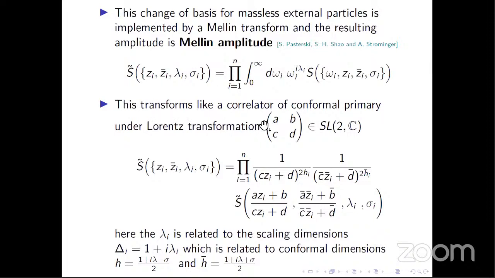By the way we wanted, that is how we define it. So this transforms indeed like a correlator of conformal primaries under the Lorentz transformation. Here the lambda which we have introduced relates to the scaling dimension in the following way. The scaling dimension delta is 1 plus i lambda, and the conformal dimensions are given by h equals delta minus sigma over 2, and h bar is given by delta plus sigma over 2.